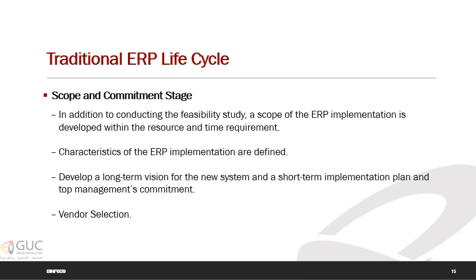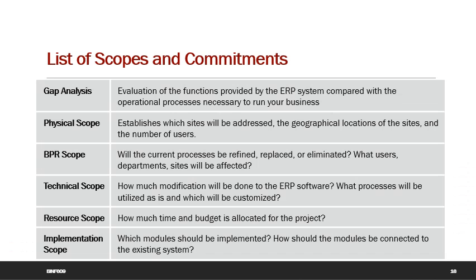Several tasks, parameters, or characteristics of the ERP implementation need to be defined at the planning stage. Also, it's required to develop a long-term vision of the new system, a short-term implementation plan, and top management commitment. The last scope area of this stage is the vendor selection process. This table shows the list of key decisions to be made for each type of scope.